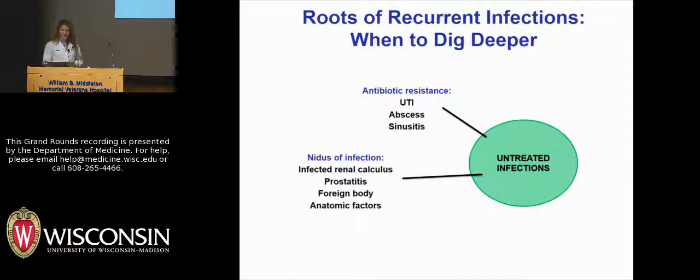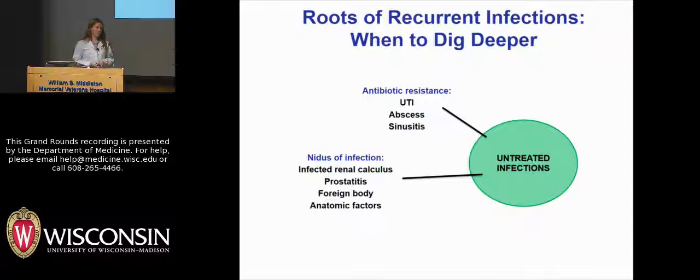So another big category in these untreated infections is nidus of infection. And this is basically an infection that you're not able to treat even with the appropriate antibiotics. The example I like to use here is infected renal calculus. So when patients have a renal stone and it becomes colonized or infected with a pathogen, it's very difficult to clear that infection. The pathogen remains on the stone even despite appropriate antibiotics, even ones that it should be susceptible to. And with that, they can develop recurrence of infection.